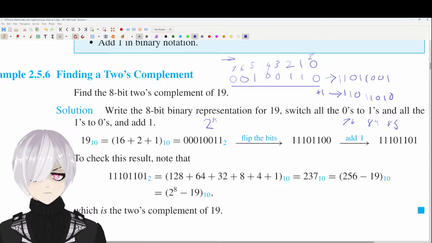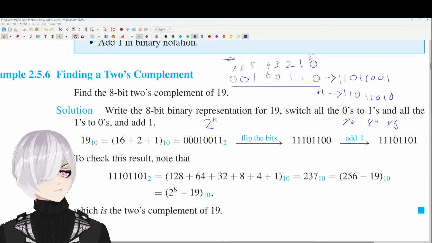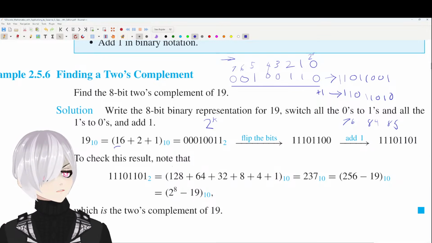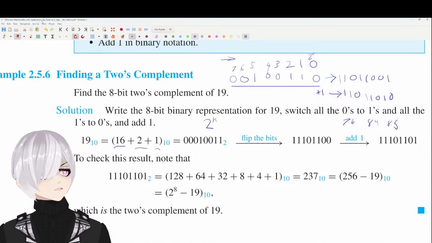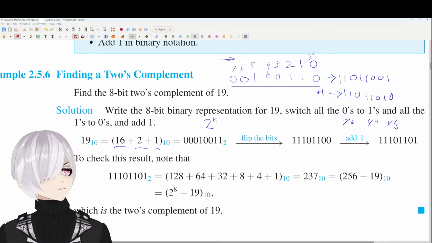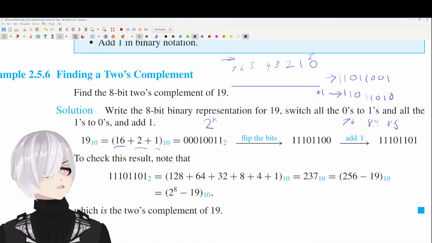Wait, say this one more time. So I think everything is just shifted to the right by 1, because we had 19 equals 1 times 2 to the fourth. So the first one actually goes on the 4 column. Yeah, 1 times 2 to the fourth plus 1 times 2 to the first plus 1 times 2 to the zero. 16 plus 2 plus 1.